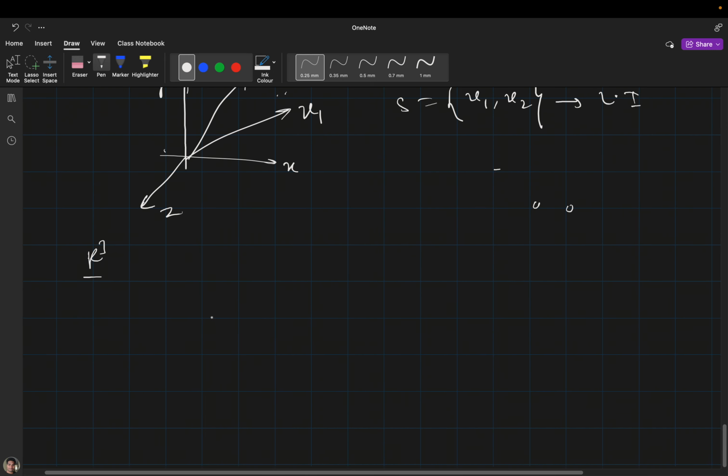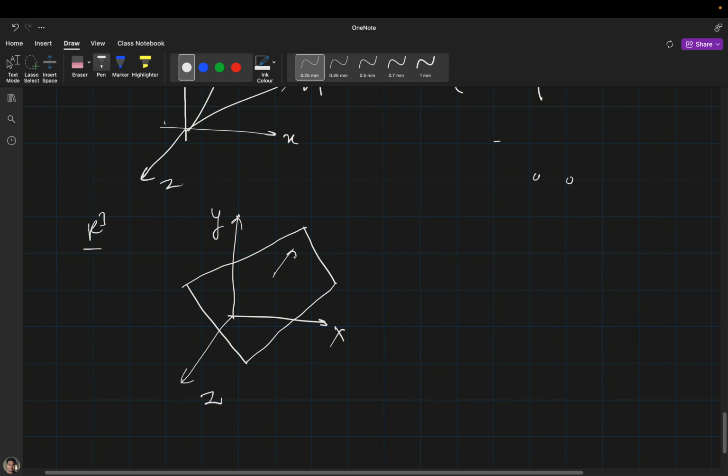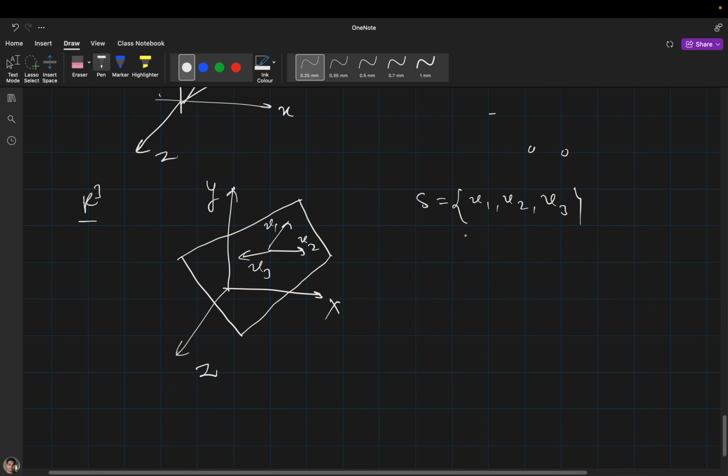Now I'm talking about three-dimensional space, and we have an x-axis, y-axis, and z-axis, and we have a plane. And in that plane there is a vector v1, vector v2, and vector v3. Can you tell me whether the set v1, v2, v3 is linearly dependent or independent?